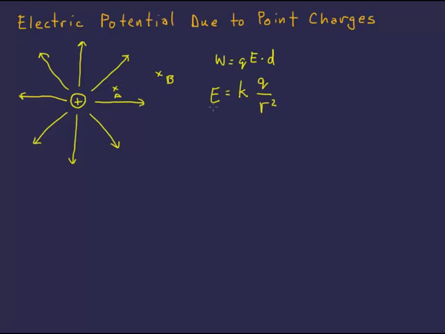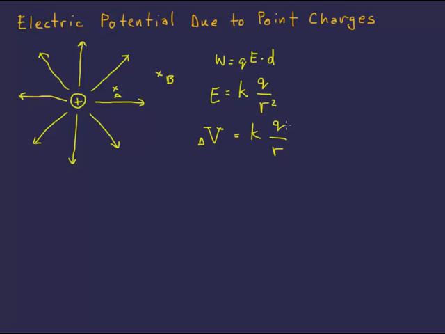Now, when you get yourself in a situation like that, the only way to deal with it is to do some calculus. And we're not a calculus-based class, so I'm just going to show you the result of that. And the result of that is that the voltage potential difference in this situation is kq over r. And you'll notice that the r is no longer squared.